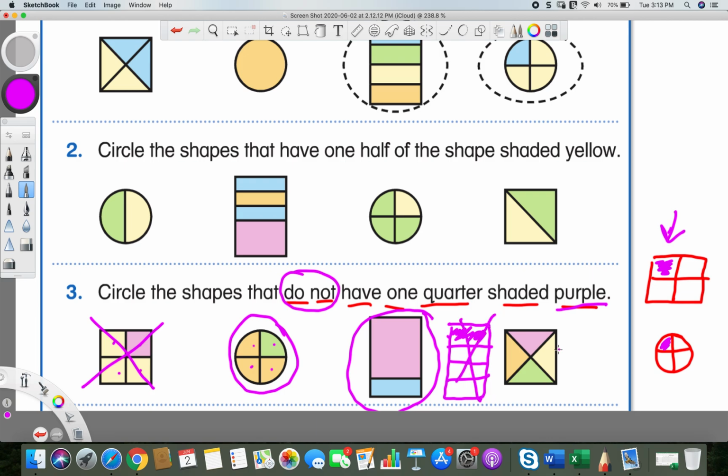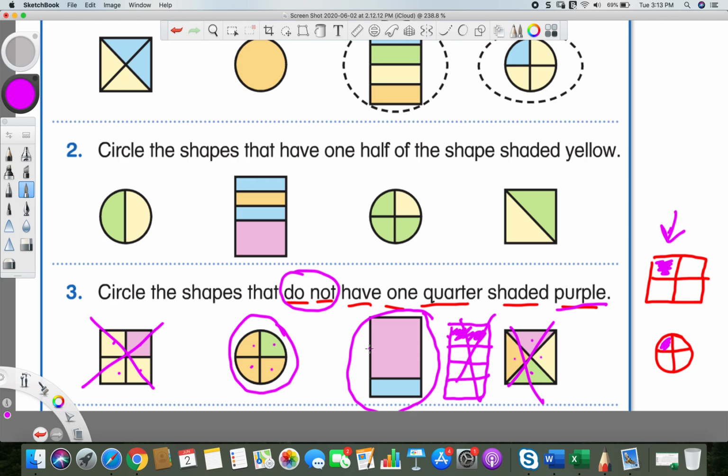Let's look at this last square. It is cut into 4 pieces. 1, 2, 3, 4. And is one of those pieces shaded purple? Or we could all say, does this square look like one of these shapes that we drew on the side here? It kind of does. And we can see that it has one part shaded purple. So we do not want it.